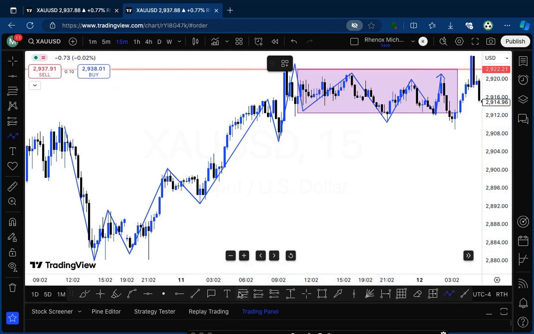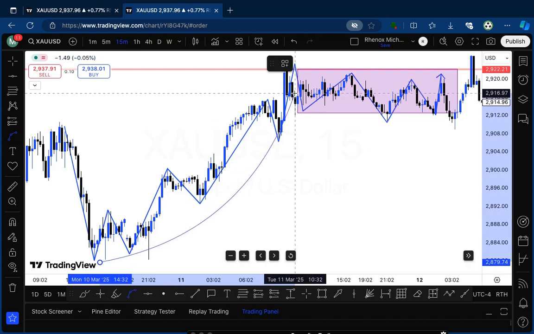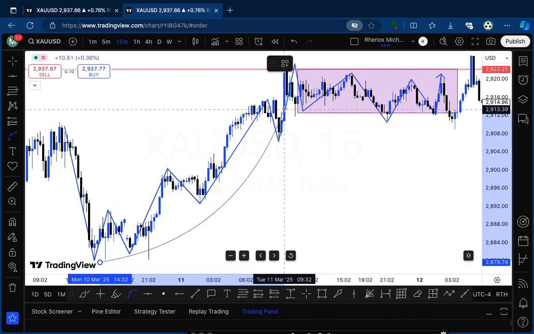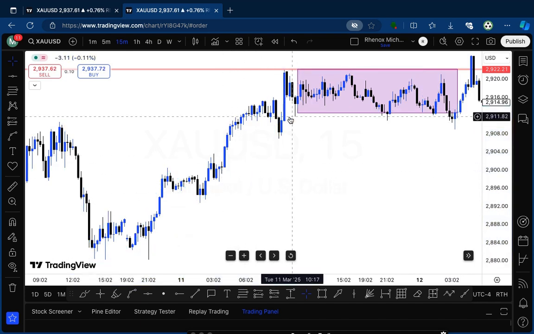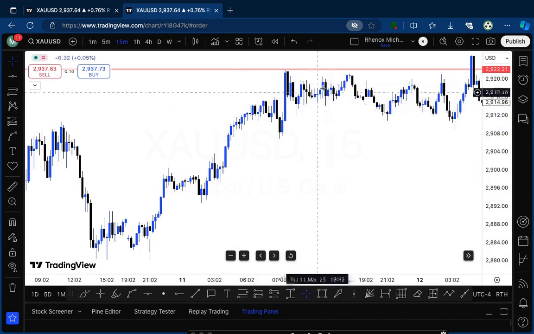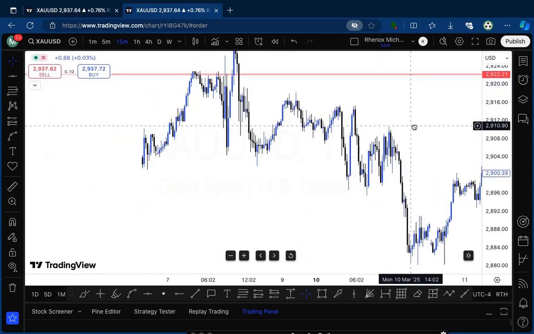All that happened in here was a beautiful uptrend. That was a very much beautiful uptrend. Okay, now for the downtrend, let me do an example of that as well.